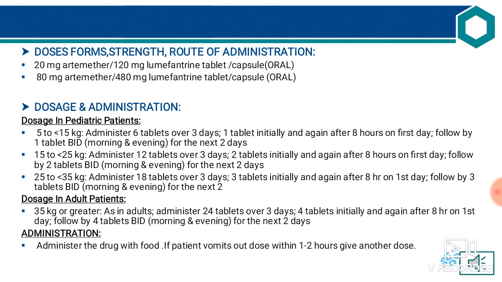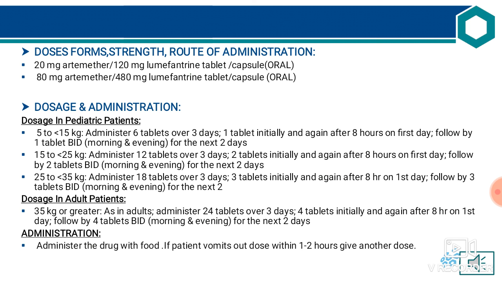Dose form, strength, route of administration. 20 mg artemether, 120 mg lumefantrine, tablet or capsule, oral route. 80 mg artemether, 480 mg lumefantrine, tablet or capsule. Route of administration is oral.